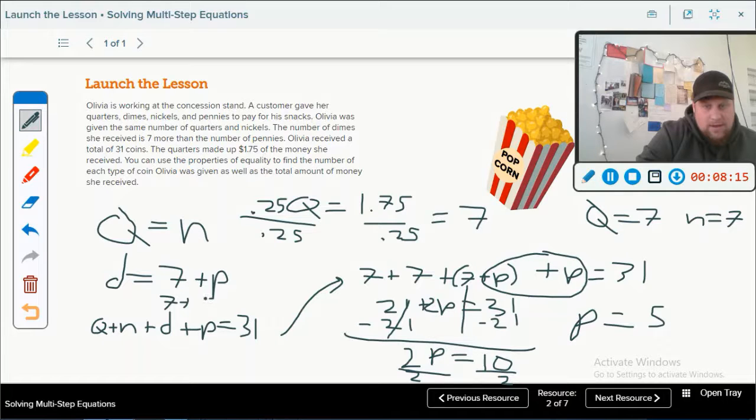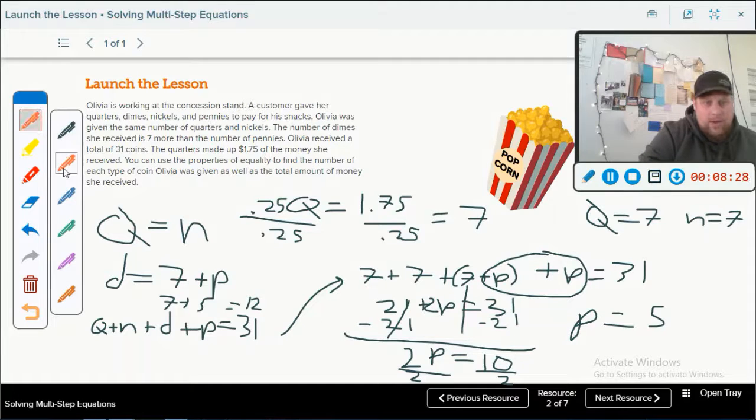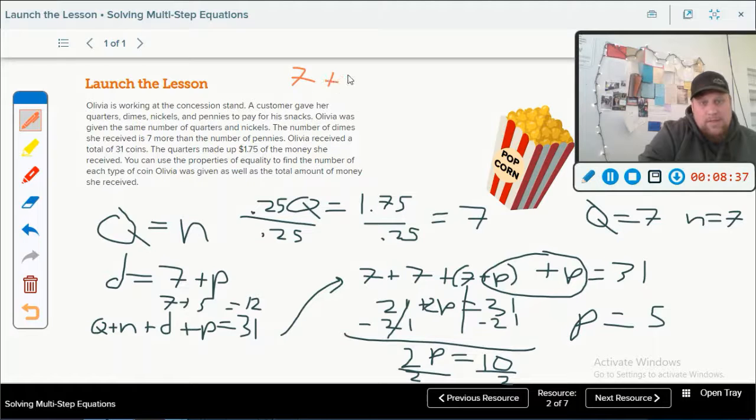So let's see if we got this right. We're going to check our answer. I'm going to check it up here. I'm going to check it in red. I'm running out of room here, so I'm going to do it up here. So I say, my thing says I have 7 quarters plus 7 nickels. We knew that already. We just found out plus, should be 12 dimes, and then plus 5 pennies. If we did it right, that should equal 31.